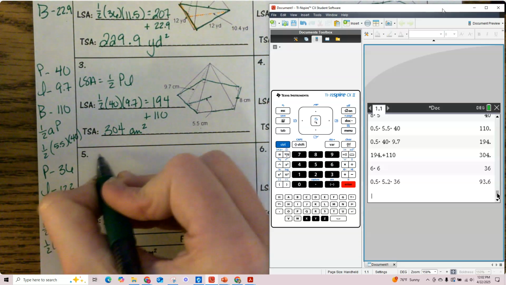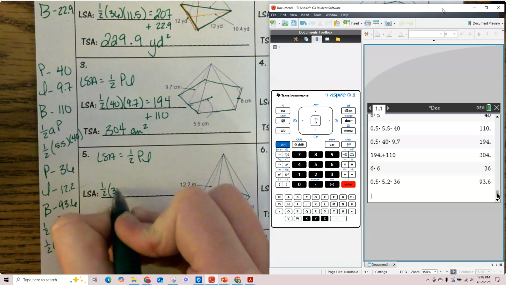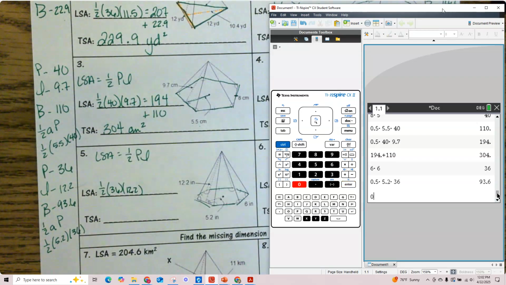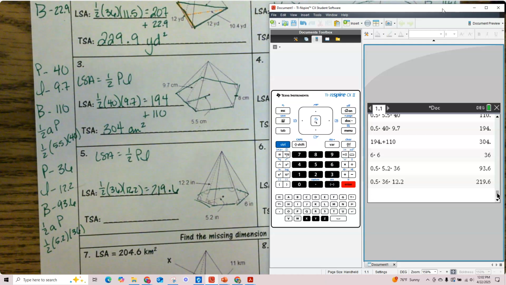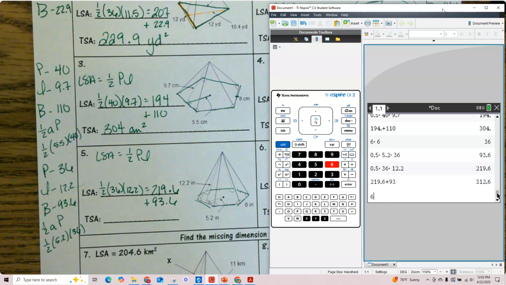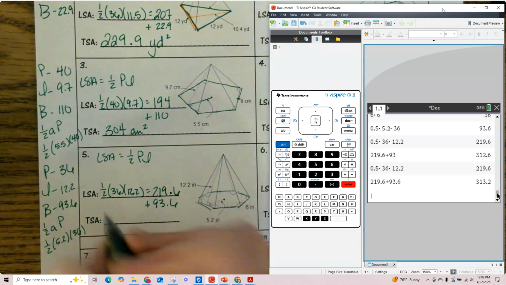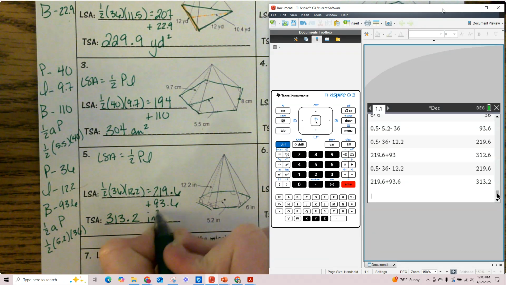93.6. So lateral surface area, 1/2 perimeter times the slant height. Sorry, I got to squeeze those in there so tight. And we get 219.6. To find the total, we just add the big B. That didn't work. Hang on. Try that. We get 313.2. This one's inches. Inches squared.